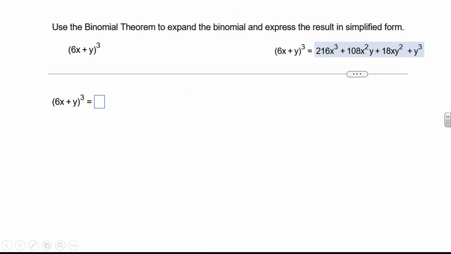Let's look at this one. Use the binomial theorem to expand the binomial and express the result in simplified form. Since they only go up to the third power, I'm going to use Pascal's triangle. Is everybody with me on that? Yeah. Just use Pascal's triangle. So, you know, 1, 1, and 1. 1, 2, 1, 1, 3, 3, and 1. So you remember, see how this goes down to 4 terms because n is equal to 3?